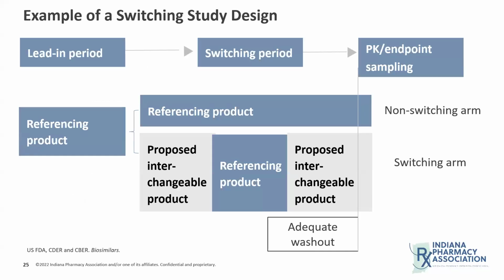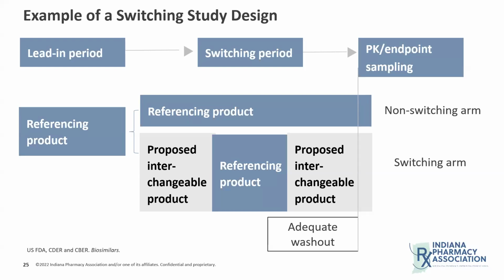So here we go. With the switching study, there's a lead-in period, then the switching period, and then you have some pharmacokinetic or maybe an endpoint sampling that's done to make sure that the reference product and the interchangeable are comparable. So switching studies can occur to see if the reference product is comparable, which I've said before. Now think of the reference product as the brand name.